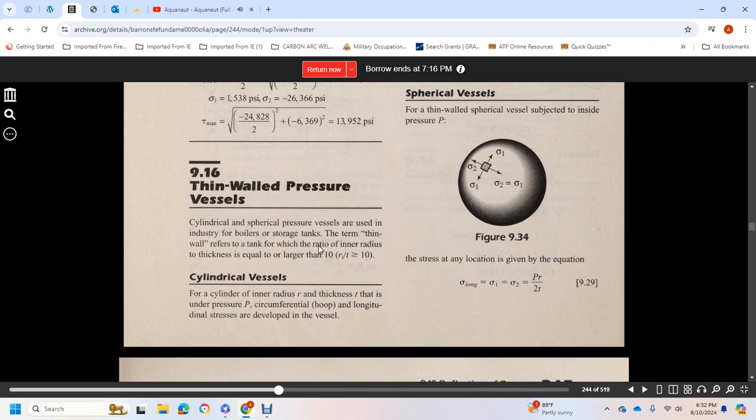Alright, 9.16, thin-wall pressure vessels. Cylindrical pressure vessels are used in industry as boilers and storage tanks. Thin wall refers to a vessel in which the ratio of the inner radius to the thickness is greater than or equal to 10, r over t greater than or equal to 10. Consider a cylindrical vessel with inner radius r and thickness t under pressure P. Circumferential hoop stress and longitudinal stress are developed in the vessel.